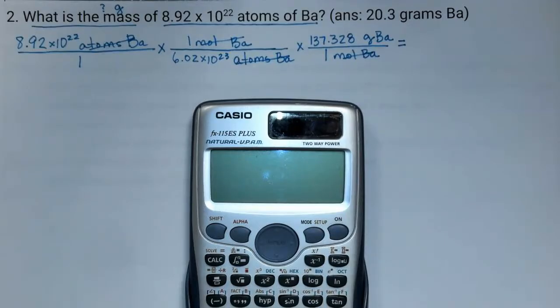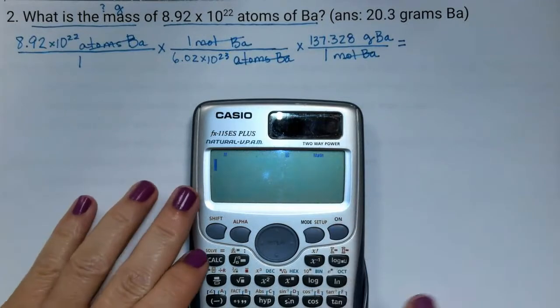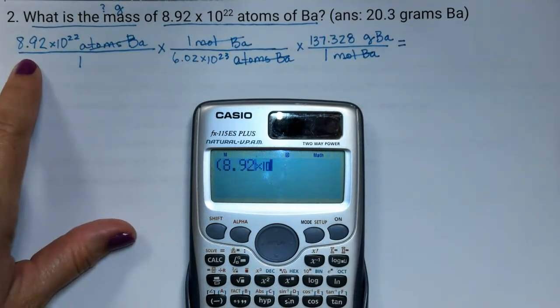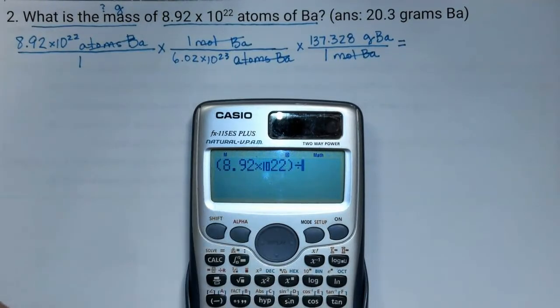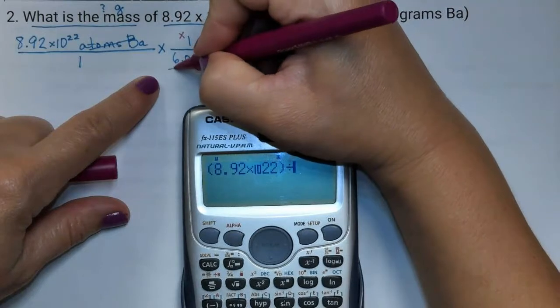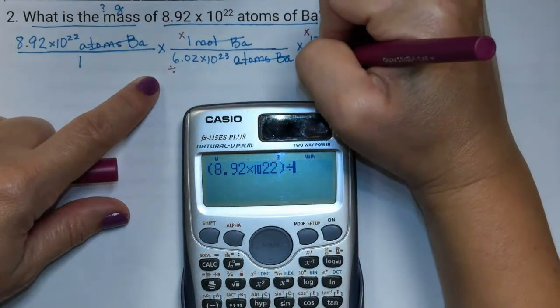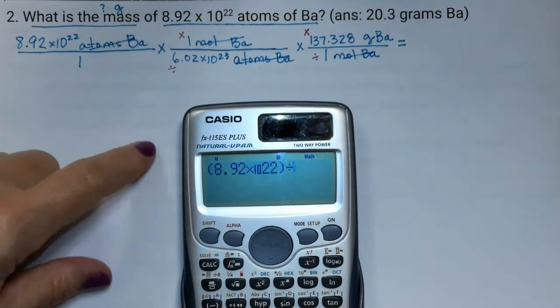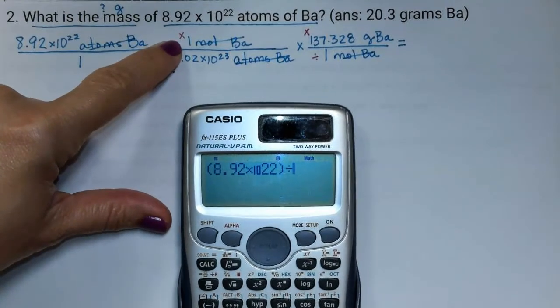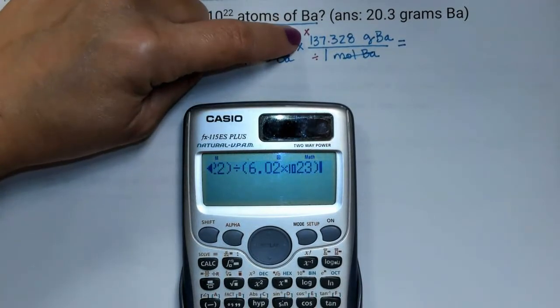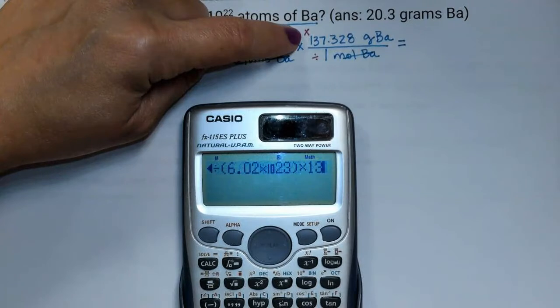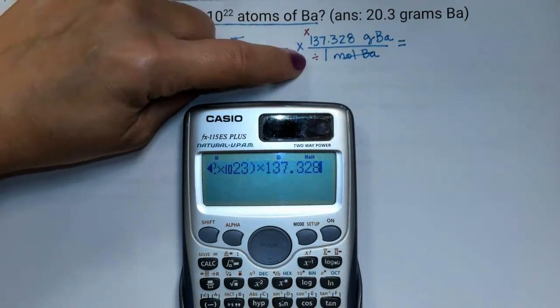To type this into my calculator, I'm going to open a parenthesis, put 8.92 times 10 to the 22, close parenthesis. I'm going to hit divided by, because we want to multiply by the top, divide by the bottom. So I don't need to hit times 1 because that doesn't really change anything. So I'm just going to hit divided by, put in parentheses 6.02 times 10 to the 23rd, close parenthesis. At the top here, I do want to multiply times 137.328. And then you can hit divided by 1, but we don't need to because it won't change anything.